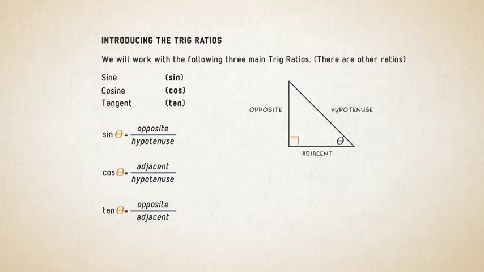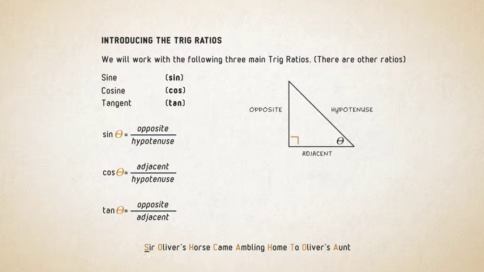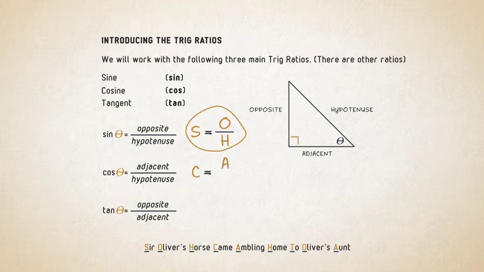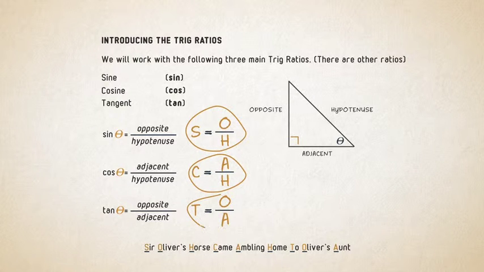You could be posh and you could learn Sir Oliver's horse came ambling home to Oliver's aunt. And as you can see here, Sir Oliver's horse came ambling home to Oliver's aunt. So that tells you how to put your ratios together. So Sir Oliver's horse tells us that it's opposite over hypotenuse for sine. And then for cos we can say came ambling home. So cos is adjacent over hypotenuse. To Oliver's aunt, so tan is always opposite over adjacent.